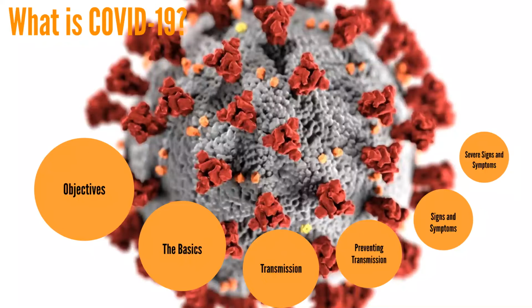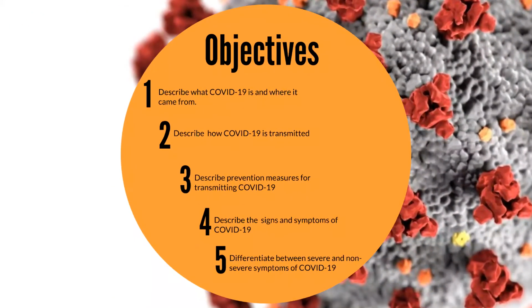What is COVID-19, of Morton College's Contact Tracer Certificate Program? In this topic, we are going to describe what COVID-19 is and where it came from, describe how COVID-19 is transmitted, describe prevention measures for transmitting COVID-19, describe the signs and symptoms of COVID-19, and also differentiate between severe and non-severe symptoms of COVID-19.